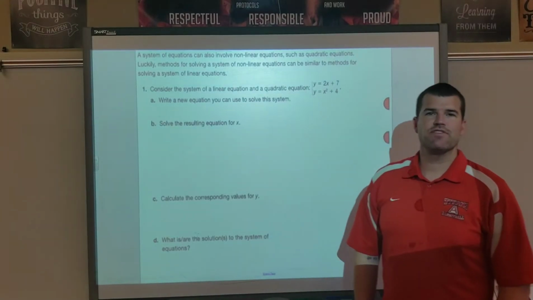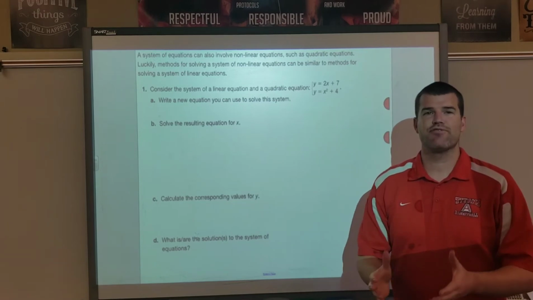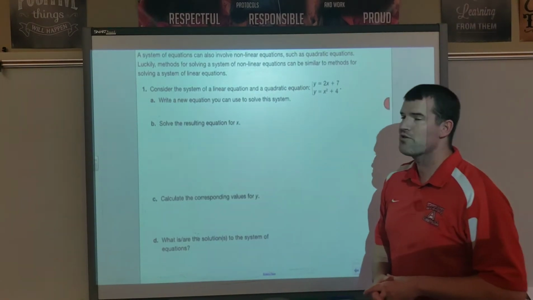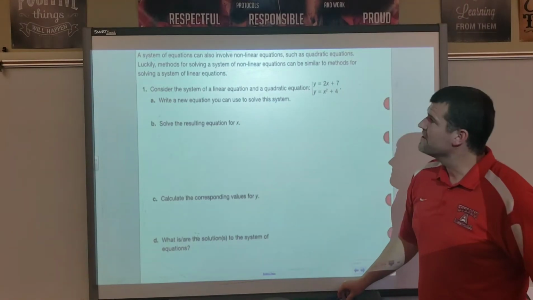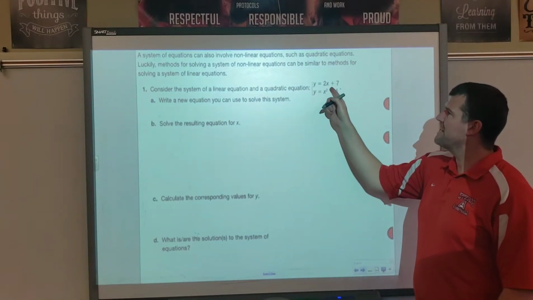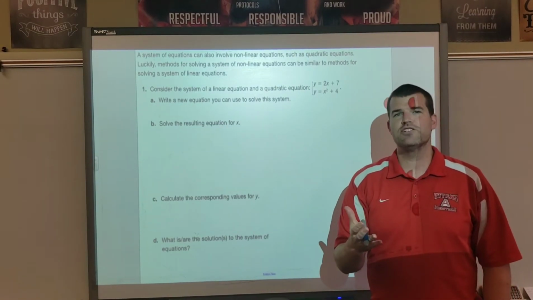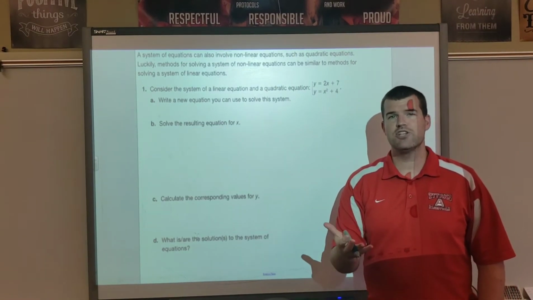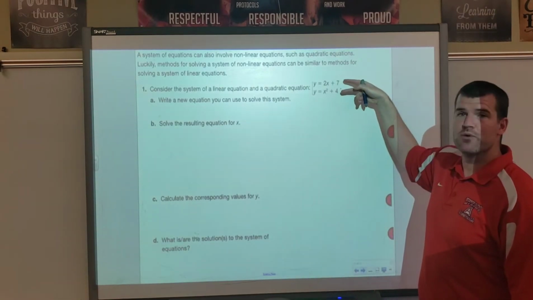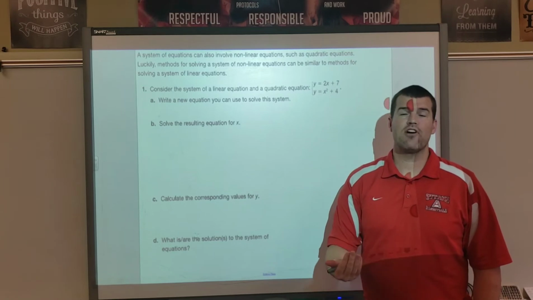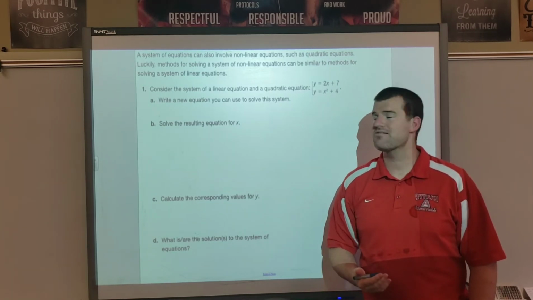All right, so systems of equations, we can use them not just for linear equations, but we can also do them with other types of equations, such as quadratic equations. So in this example, we are given a system of equations. And just to clarify, system of equations means we have more than one equation. In this case, we have 2 equations, and we're trying to find a common solution. Or in terms of a graph, we're trying to find where these cross.